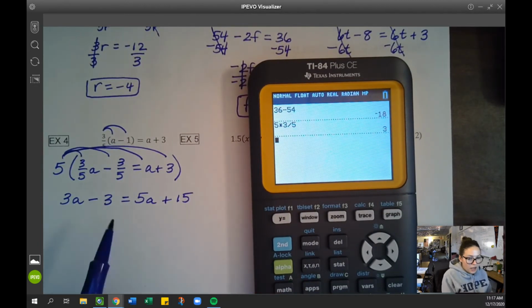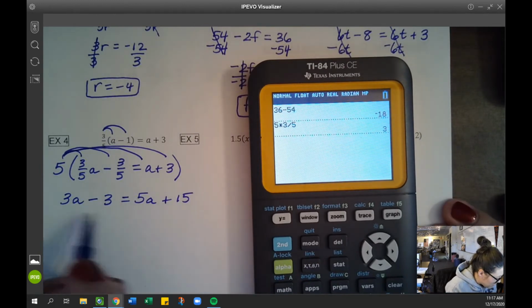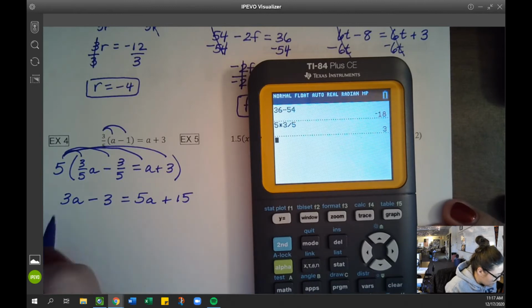Okay, now no like terms. I do want to get the variable on one side. I like to keep my variables positive, so I'm going to subtract 3a instead of 5a.